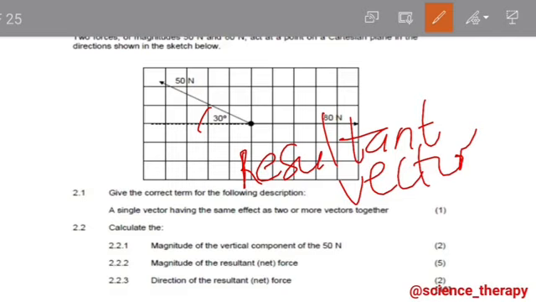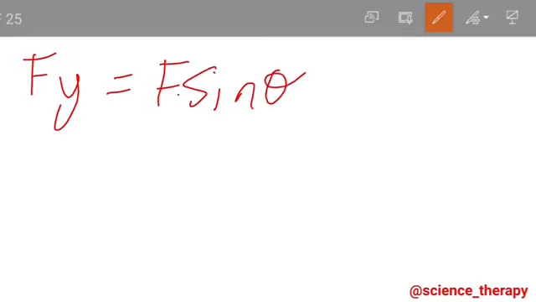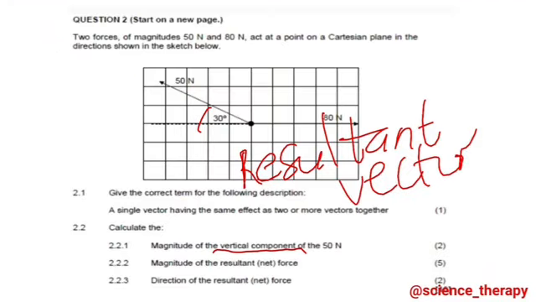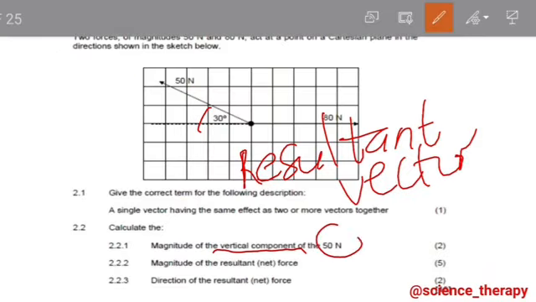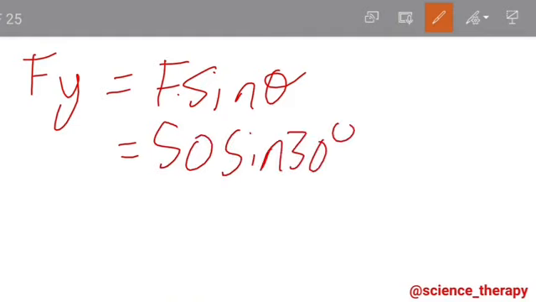Now 2.2 says calculate the magnitude of the vertical component of the 50 Newton. You have to note they said the vertical component, so it's very crucial that you read your statements correctly. For your vertical component, you'll remember I said you use the formula Fy equals F sine theta. The force that is acting at an angle there is 50, so you put your 50 and then sine 30 degrees. Punch that in your calculator, it gives you 25 newtons.